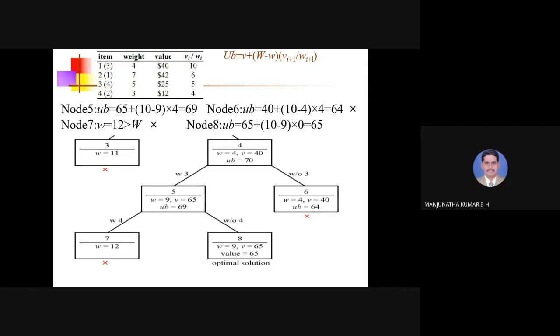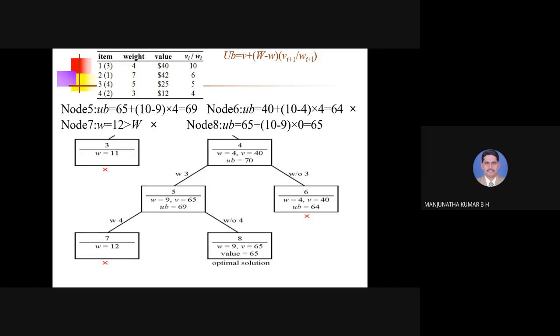If I go with the fourth item, what is the weight of the fourth item? 3. 3 plus the weight placed till now in the knapsack in the fifth node, which is 9. If you place the fourth item also in the knapsack, the total weight becomes 9 plus 3, which is 12. Observe node 7, where the total weight becomes 12. 12 is greater than the maximum capacity of the knapsack, that is 10. Hence node 7 is not a promising node. It is violating the problem constraint.